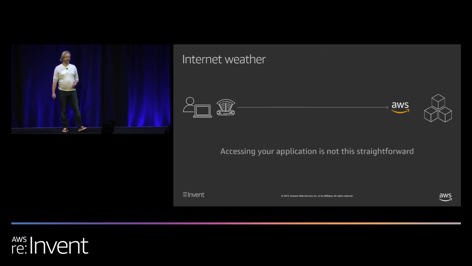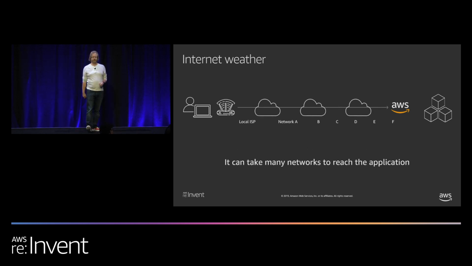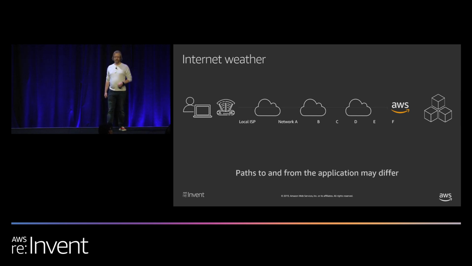So what's a good example of internet weather? How do we explain this? Well, you have your workload, and you have the internet and your user, and we would hope that you can go ahead and just communicate easily. But that's not always the case. There's many hops that you can go. The internet can even change its pathing while you're communicating.